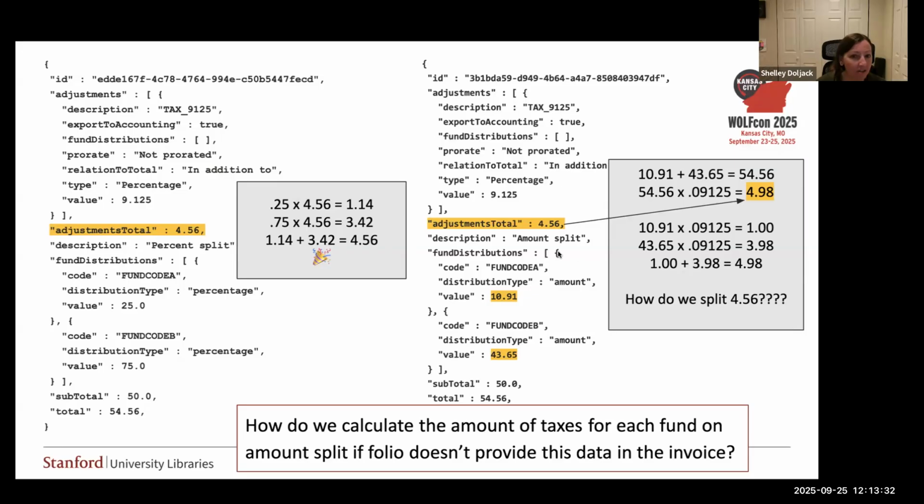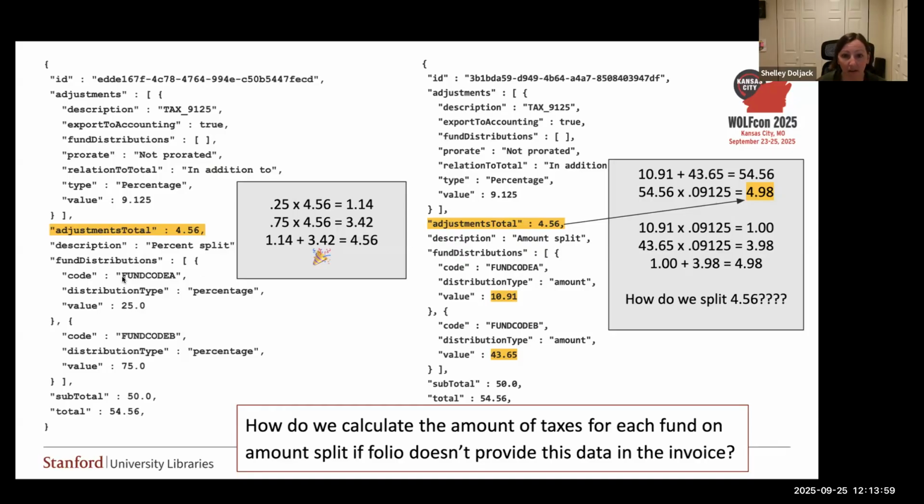Folio gives us the adjustments total of $4.56, but we need to put in our feeder file the actual amount of tax paid or tax accrued for each fund distribution. With amount split, we'd have to reverse engineer whatever Folio did to apply whatever tax amount plus subtotal for Fund A that made it sum up to $10.91.